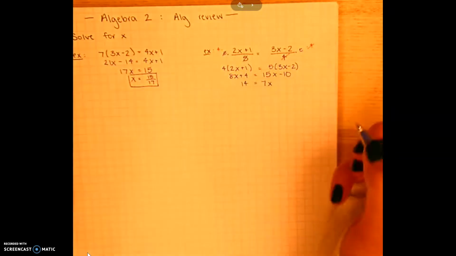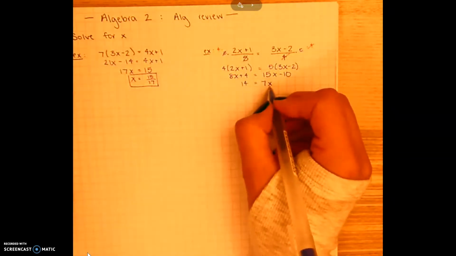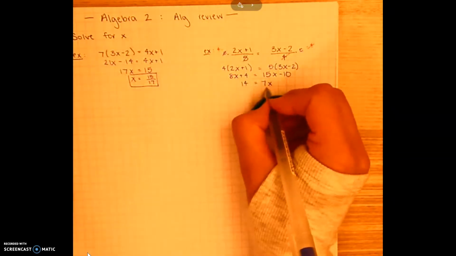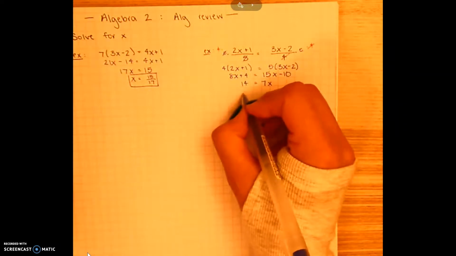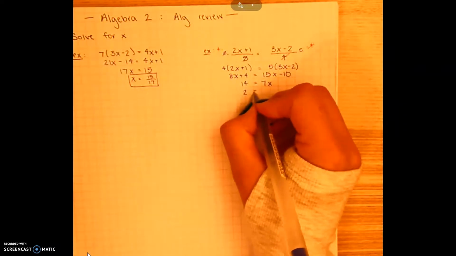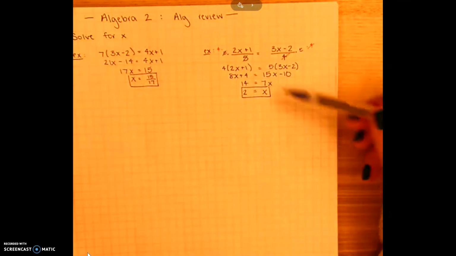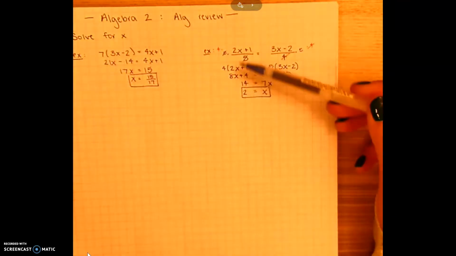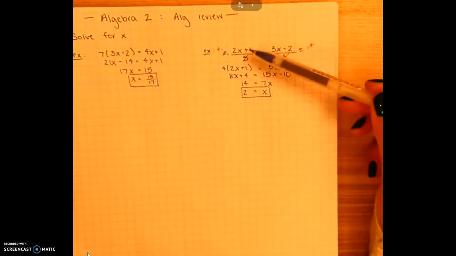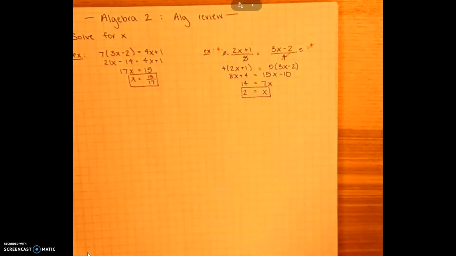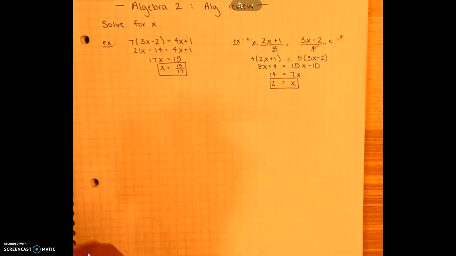And I actually wrote a really nice problem, because to get x by itself, we're going to divide by 7, and we are left with 2. And that's it. And now it's really easy to check your work for these problems. I'm going to take that 2 and substitute it into the original on both sides and see if I get the same answer. All right, let's do a different kind of problem.